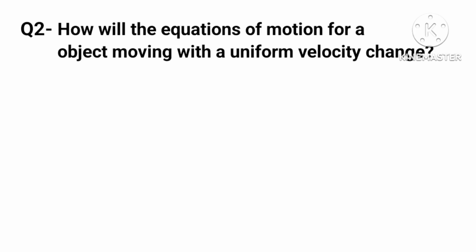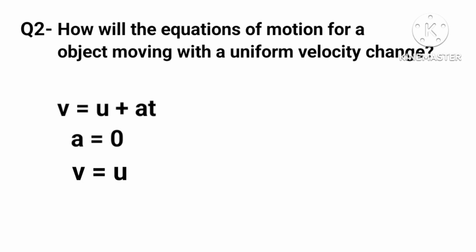How will the equations of motion for an object moving with a uniform velocity change? Since the object is moving with uniform velocity, v equals u plus at. But given that a equals 0, therefore v equals u, and s equals ut.